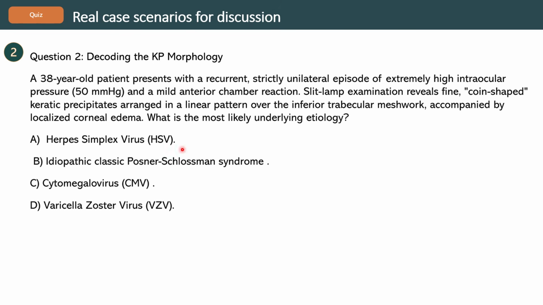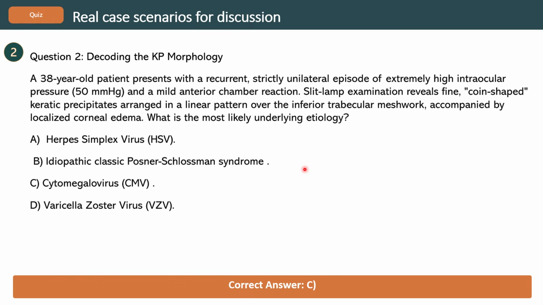Now the other case: a 38-year-old patient presents with a recurrent, strictly unilateral episode of extremely high intraocular pressure. This is very high, so keep this figure in your mind. And mild anterior cells reaction in the anterior chamber. On slit lamp, you find coin-shaped keratic precipitates arranged in a linear pattern over the inferior trabeculum. This is typical and classical for cytomegalovirus endotheliitis or cytomegalovirus uveitis. So what's the most likely etiology here? As I said, cytomegalovirus, because once you find coin-shaped keratic precipitates, this is a very strong pathognomonic sign for cytomegalovirus uveitis. So the correct answer is C.